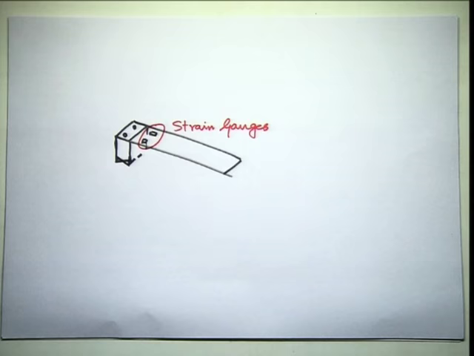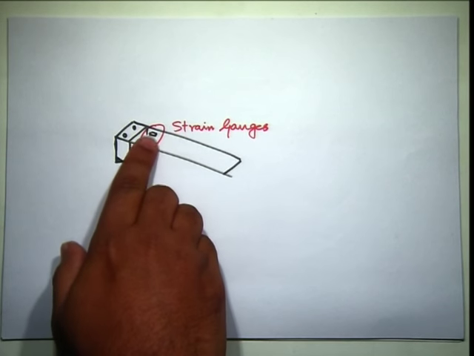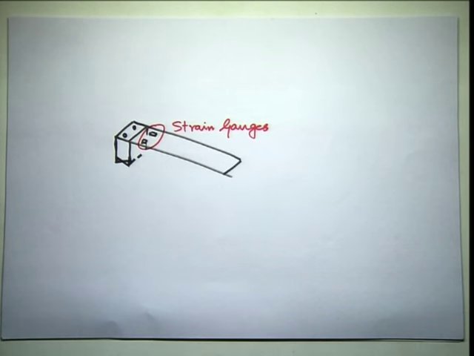Strain meaning, as far as you are concerned, you can think of it as elongation or contraction. Okay, so when you're bending something, this part elongates. So you take a scale and bend it on this side, holding this constant. You can imagine that the top part of the scale will elongate and the bottom part of the scale will contract. Okay, so the strain gauge is used to measure these sort of small elongations and contractions.